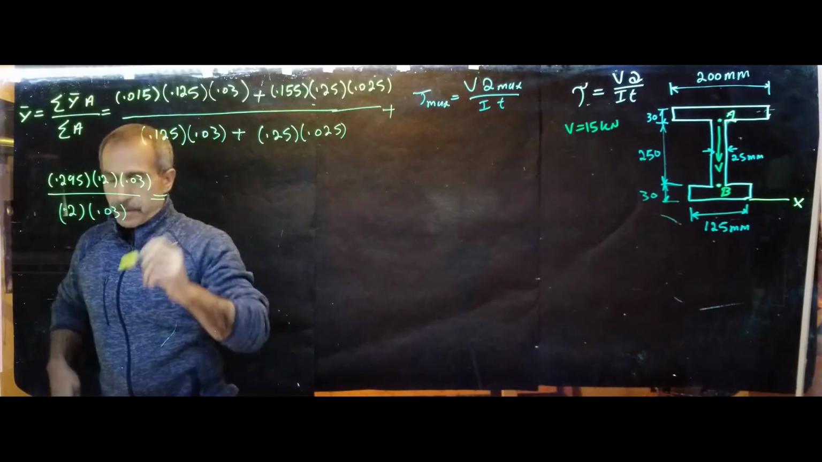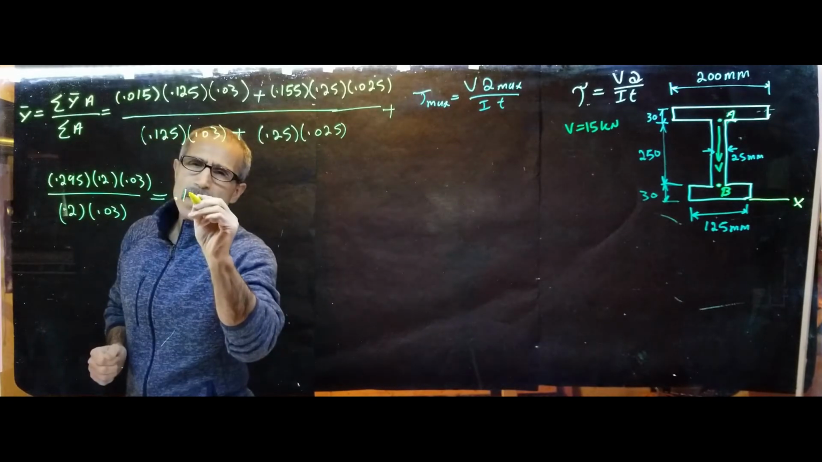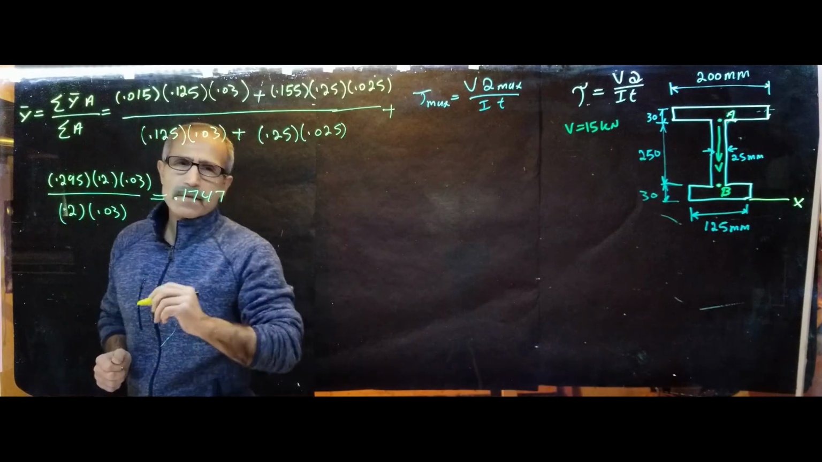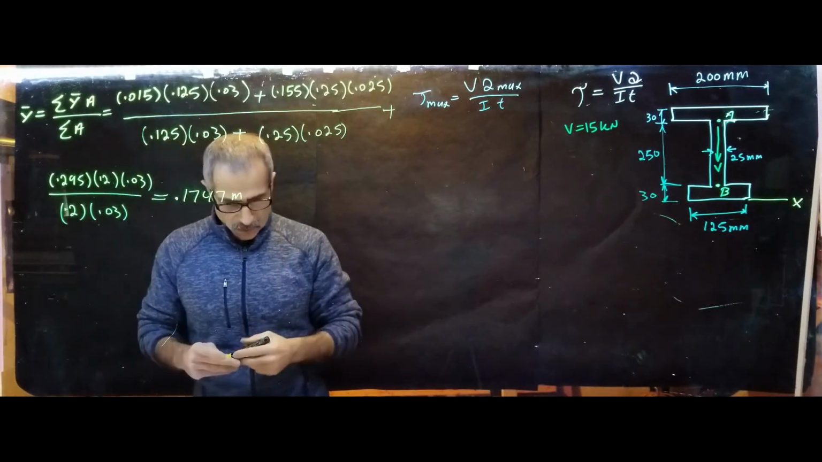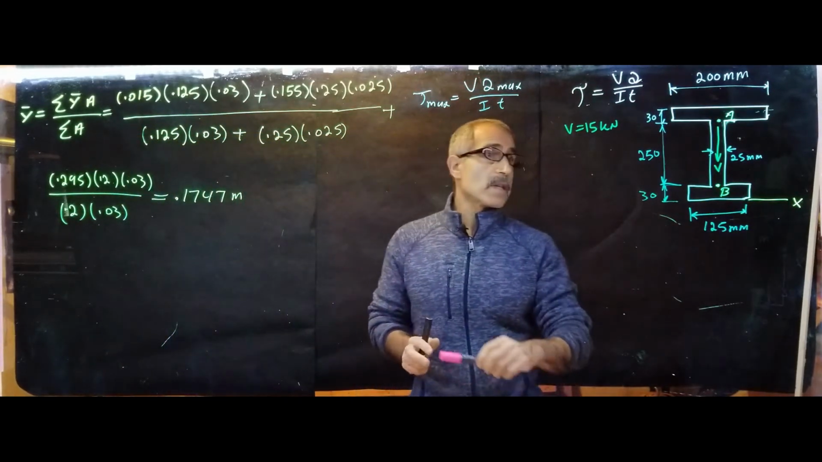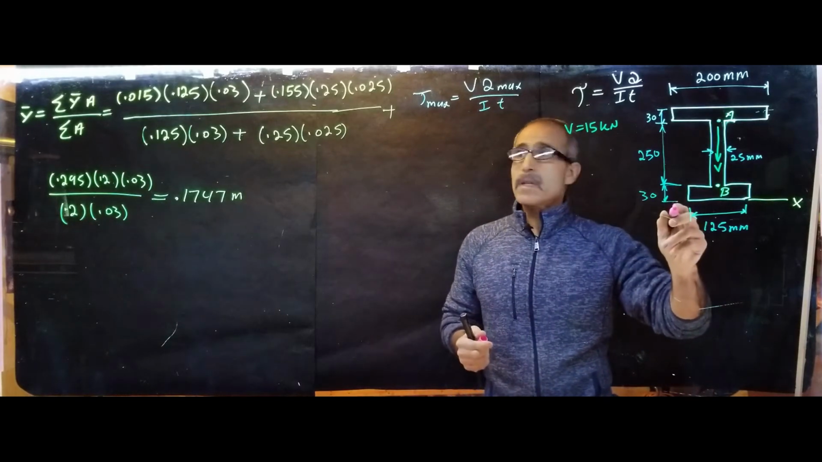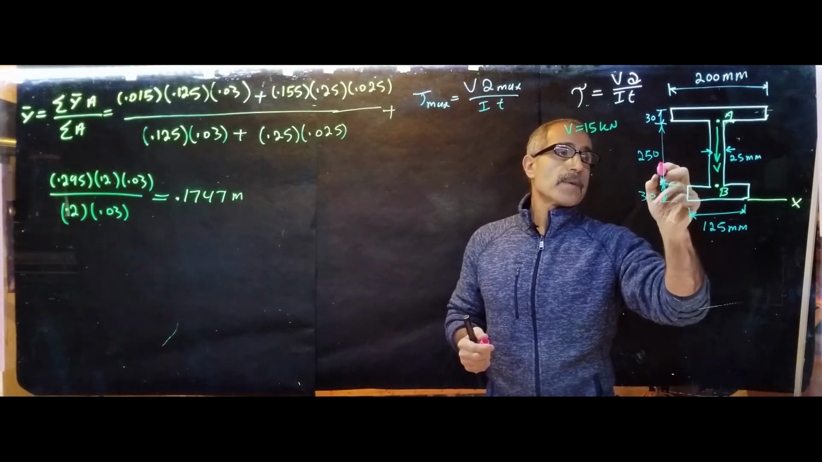Let's see what I got. Oh, the answer is 0.1747, and that's in meters. So now we know the neutral axis is somewhere around here.